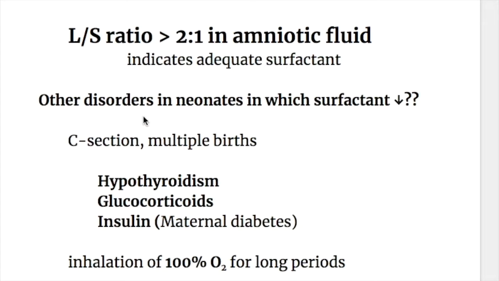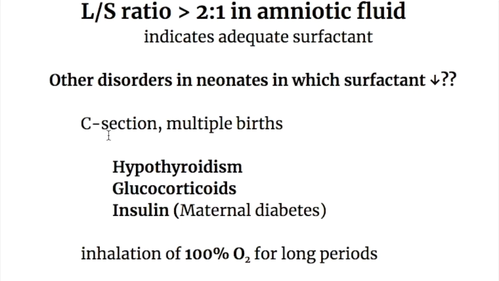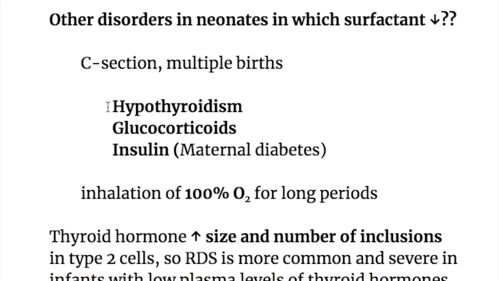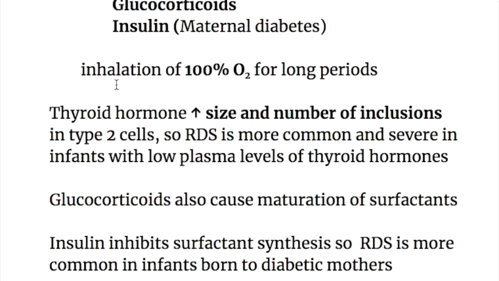What are the other disorders in neonates in which surfactant decreases? Obstetric and gynecological problems, C-section and multiple births, and hormonal causes: hypothyroidism, lack of glucocorticoids, and maternal diabetes because of insulin can also cause respiratory distress syndrome. And inhalation of 100% oxygen for a long period can also cause respiratory distress syndrome.